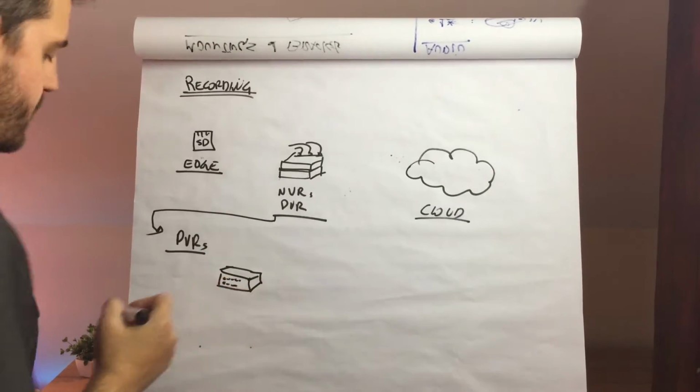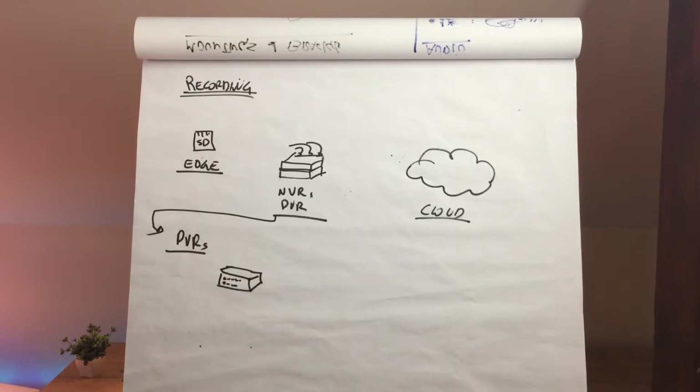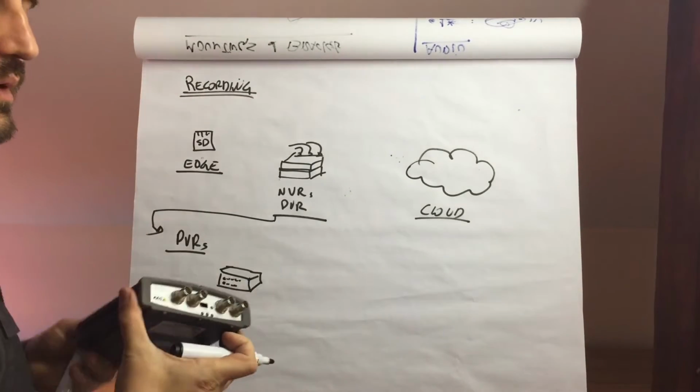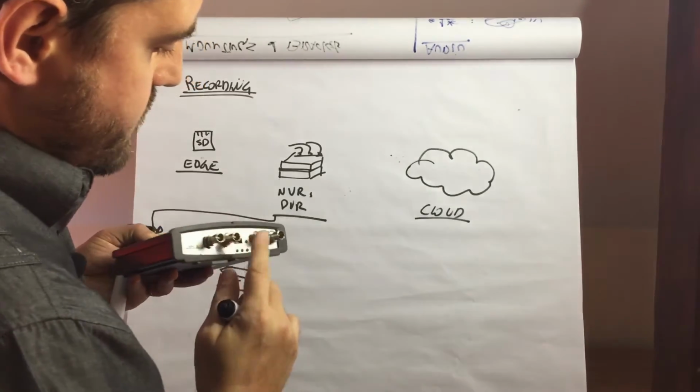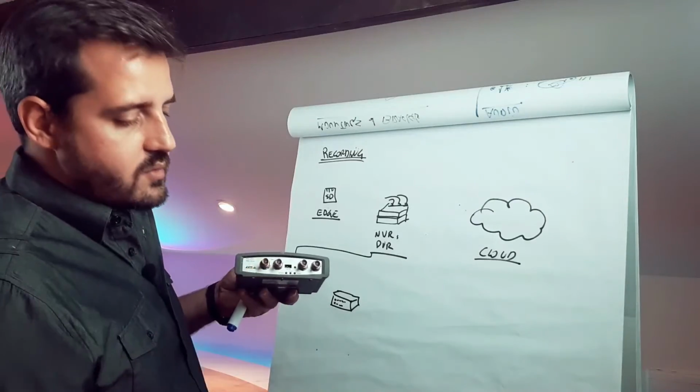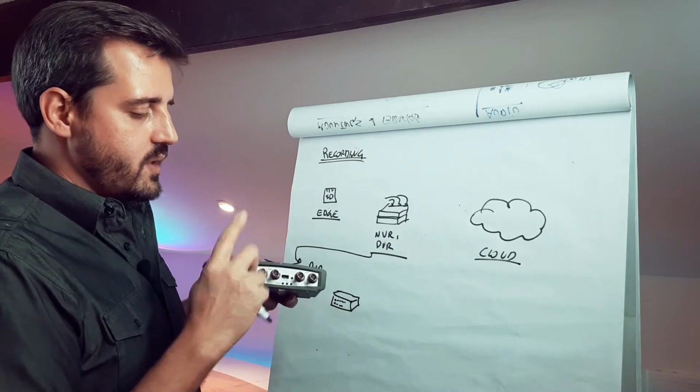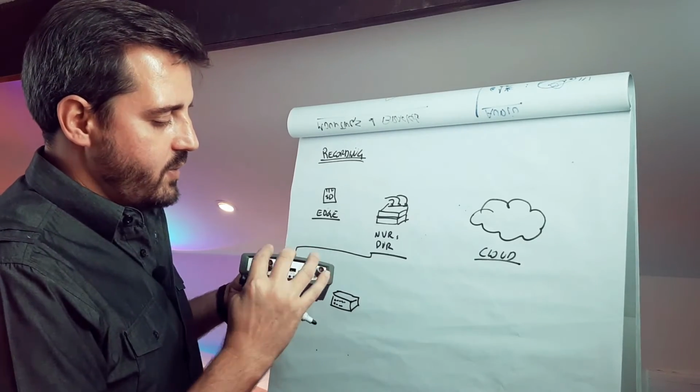So we have ports like this one. This is an encoder, but basically it's the same port. So all the camera cables need to go to its cabinet and plug into the DVR.